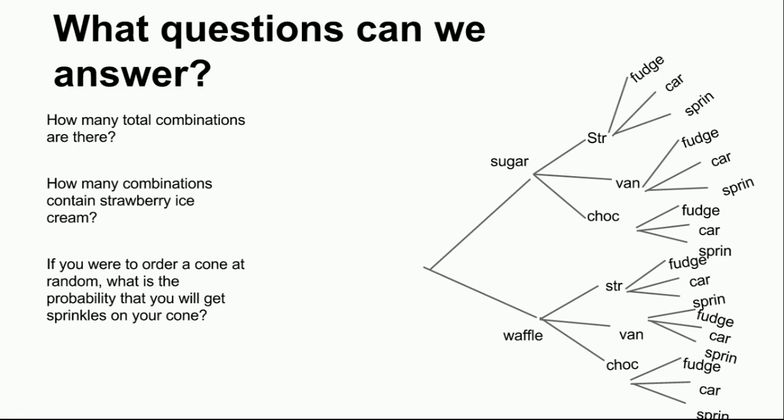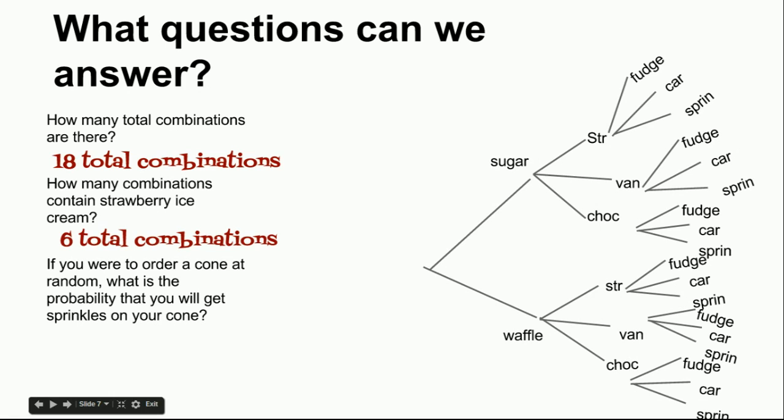So the questions we can answer are, like I said, how many total combinations are there? And again, I would go to the edge here and count them up. 1, 2, 3, 4, 5, 6, 7, 8, 9, 10, 11, 12, 13, 14, 15, 16, 17, 18 for a grand total of 18 combinations. Let's say I wanted to know how many of my combinations contain strawberry ice cream. Well, here's 1 strawberry, but for that 1 strawberry, there are 3 possible combinations. And then for this strawberry, there are another 3 possible combinations for a grand total of 6 combinations.